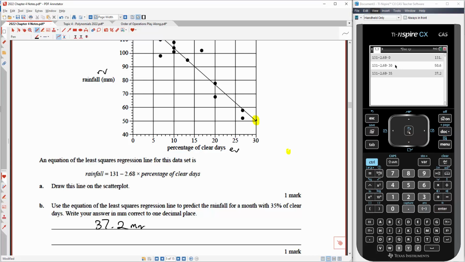37.2 millimeters. Now the unit's not required because it says write your answer in millimeters. So that is 37.2 in millimeters. But I'm going to do it anyway, no harm.